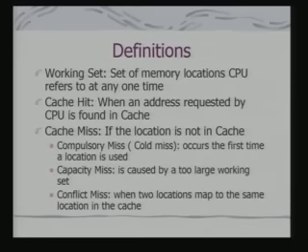Conflict miss is when two locations map to the same location in the cache. This would happen because you are mapping a DRAM area, the main memory area, which is pretty large, onto a small cache. Therefore, whatever caching policy you follow, a number of locations from the main memory would be mapped onto a single location in the cache. So, if you are accessing two such locations, there would be a conflict and cache miss.